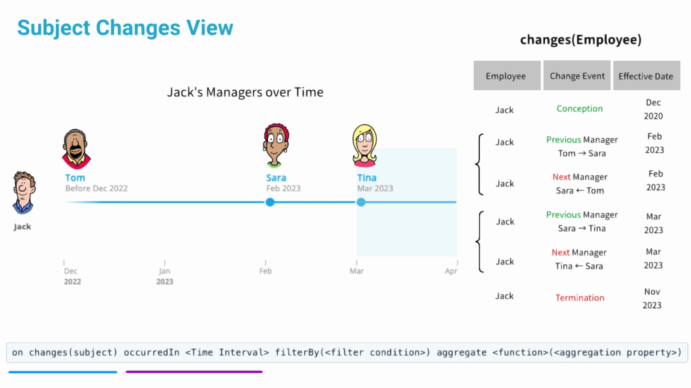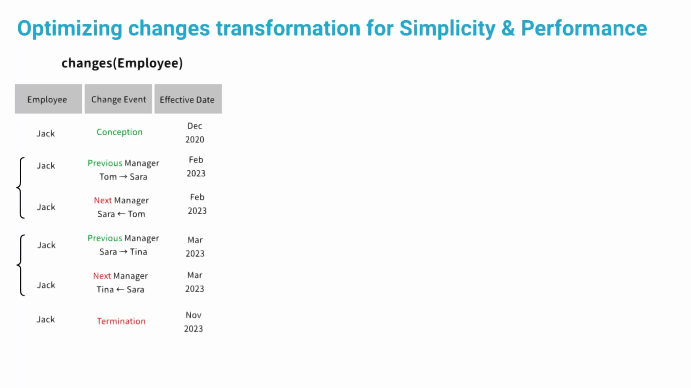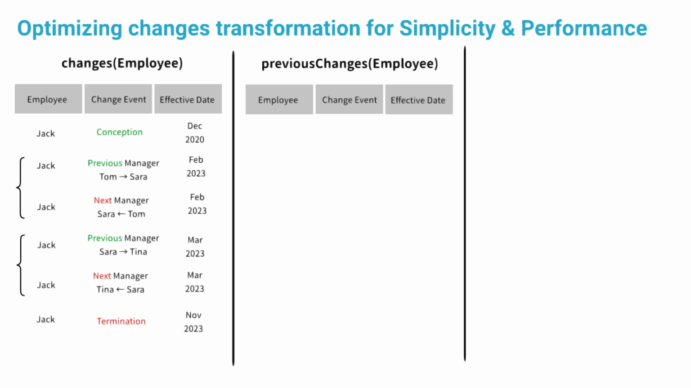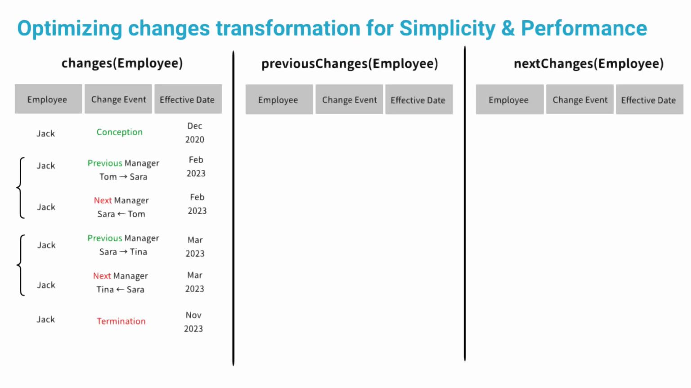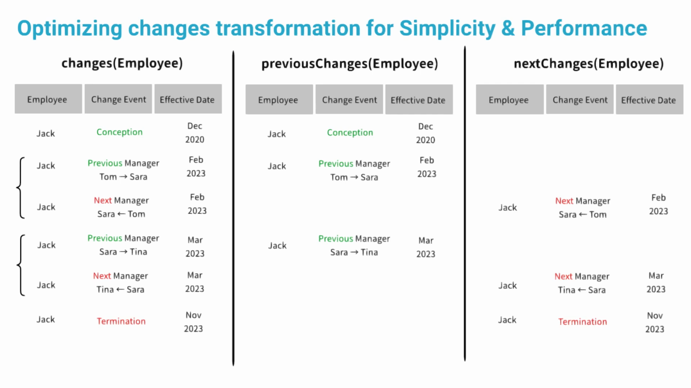Although being able to capture both previous and next event changes is very powerful, it's worth mentioning, most metrics don't require two events for each state change. Usually, capturing one event per change is enough. To streamline and improve the performance of the queries, we often use either previous changes of the subject or next changes of the subject. Previous changes captures conception events and events related to previous state changes. Next changes captures next state changes and termination events.